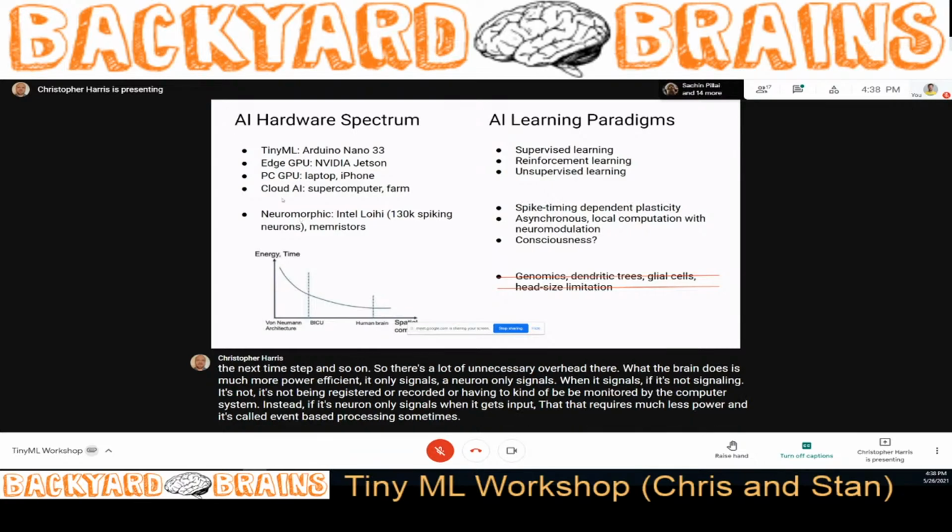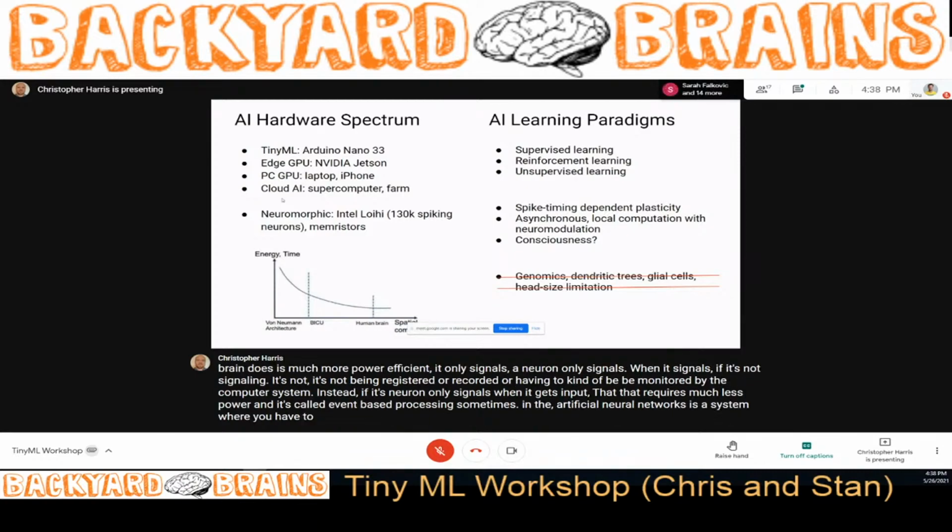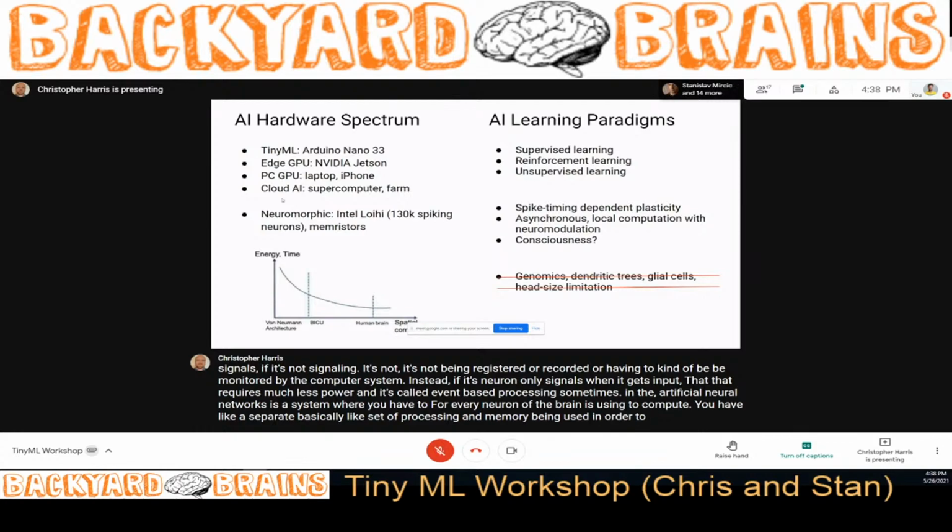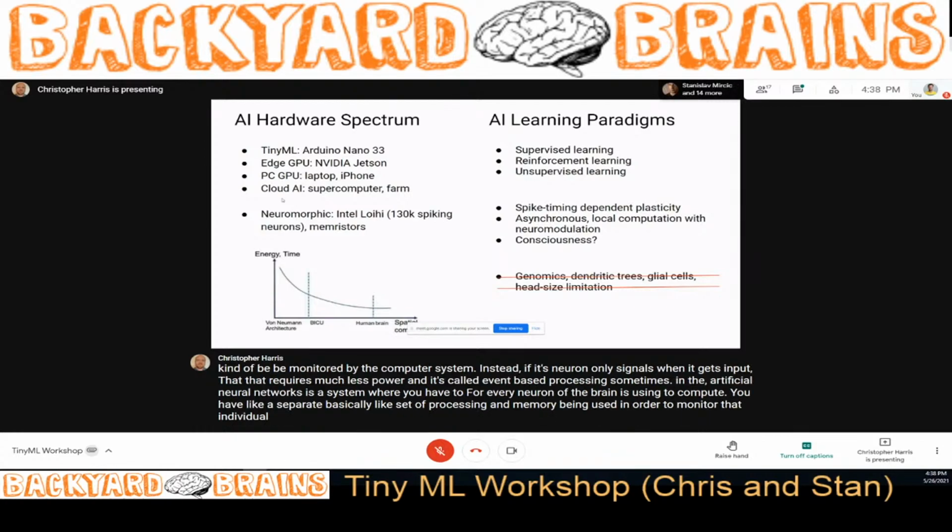So it's almost like the current paradigm, in the artificial neural networks, is a system where for every neuron that the brain is using to compute, you have a separate set of processing and memory being used in order to monitor that individual neuron. Yeah. So the brain is doing it with one computing unit as opposed to many monitoring one unit. Yes.